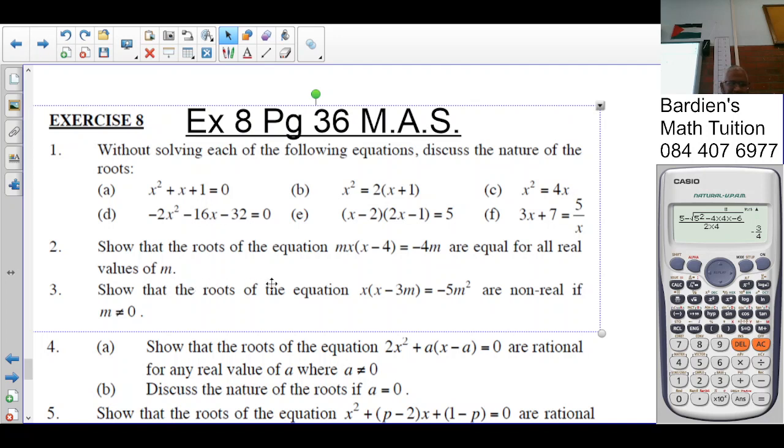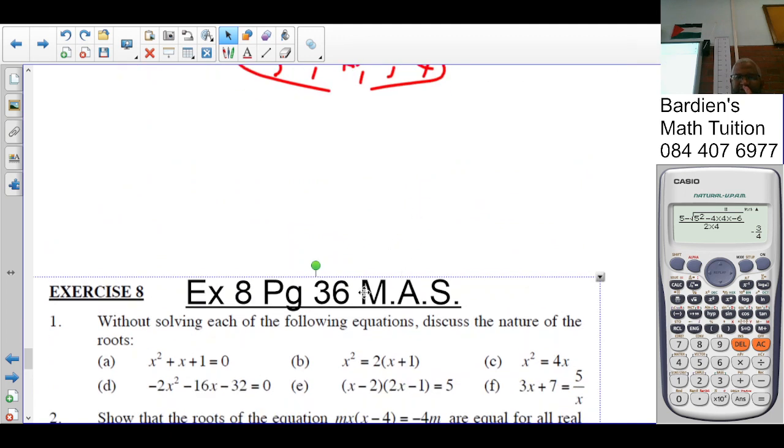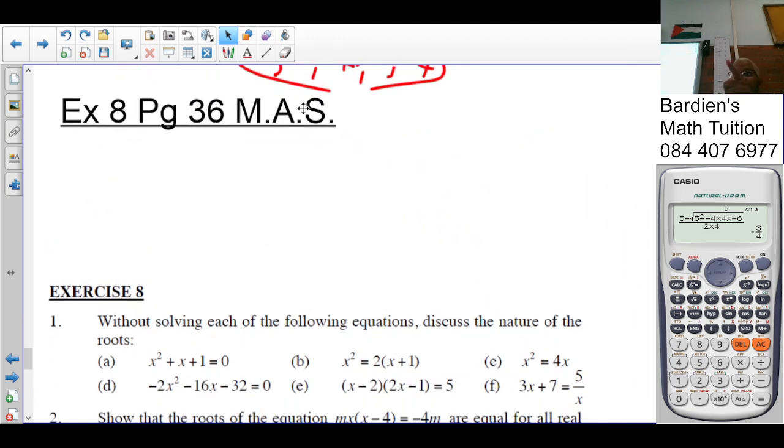It was exercise 8 on page 300 and page 36 in the Mind Action series. People, any problems with numbers 1, 2 and 3? Any issues here? You guys did the homework, no? Very important to do this.